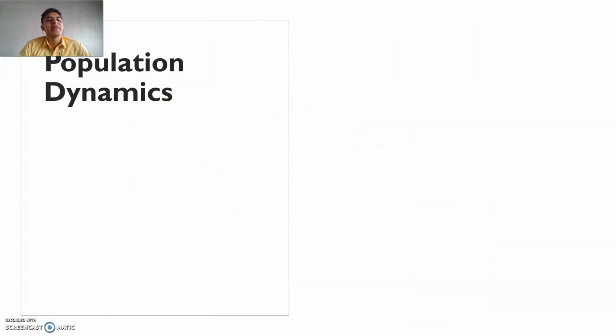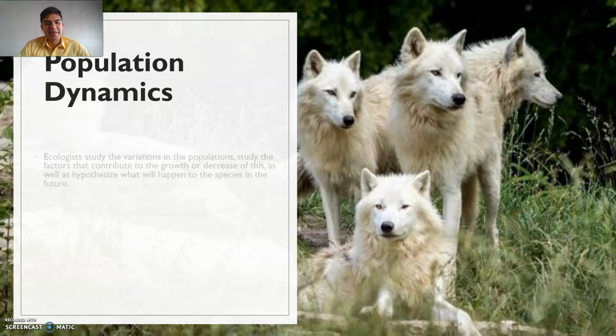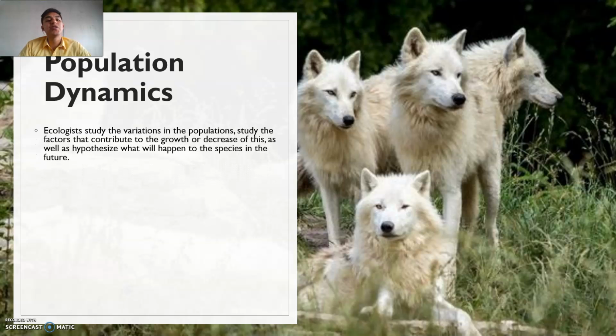Okay, so we're going to continue talking about population dynamics. Ecologists study the variation in populations, study the factors that contribute to the growth or decrease of them, and hypothesize what will happen to the species in the future. Basically, ecologists analyze the amount of resources that there are, such as the amount of vegetation and water, and based on that, they determine how much a population can grow or how many animals can inhabit that specific ecosystem.